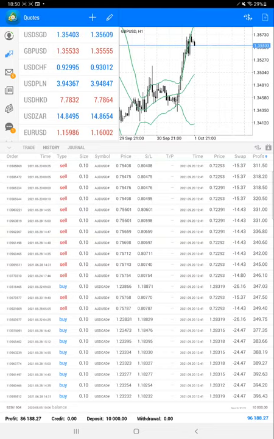And here is the profit update for this account, which is $86,000 currently, and here as you can see the current balance is $96,188. So almost more than $9,000 profit has increased.